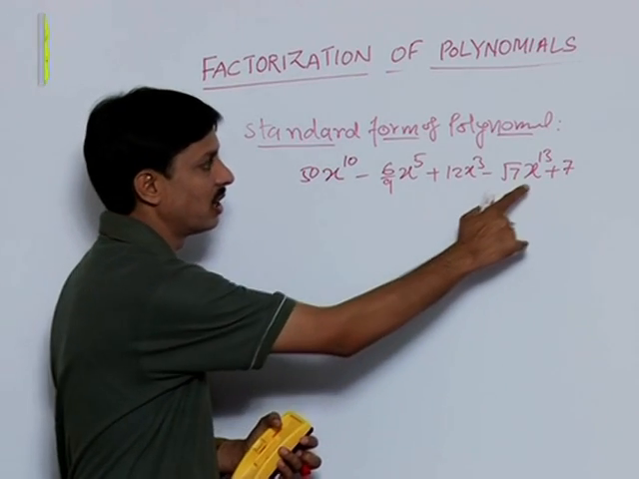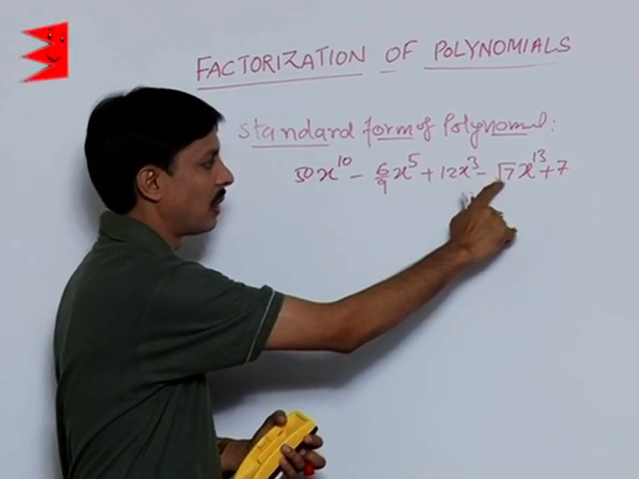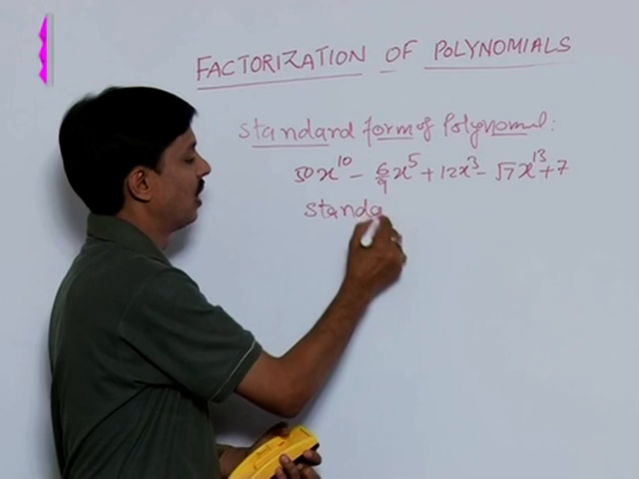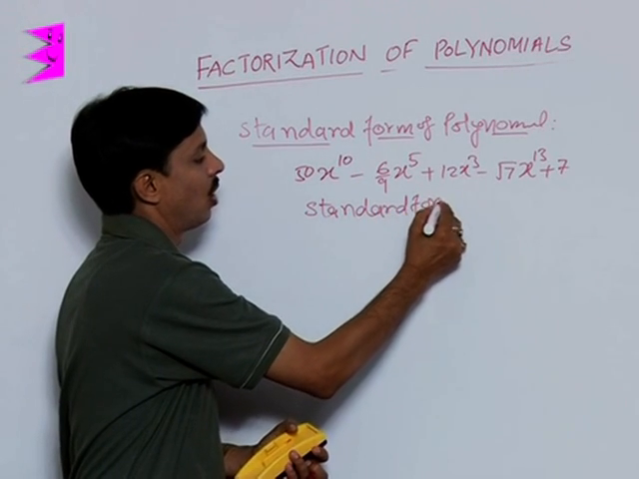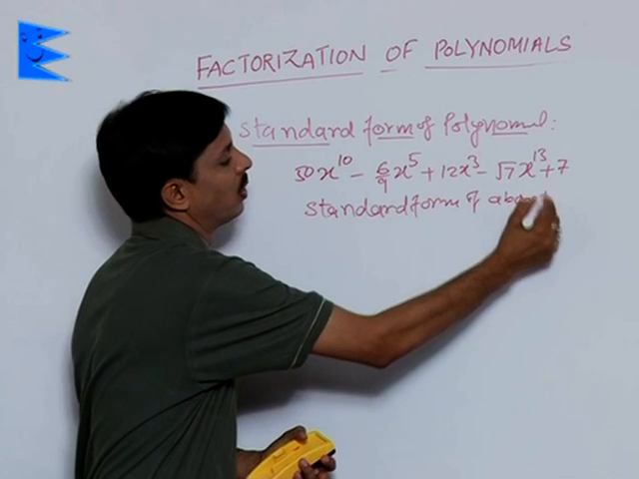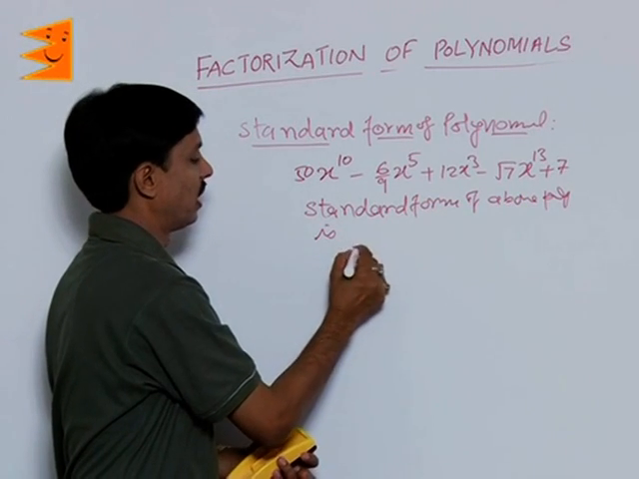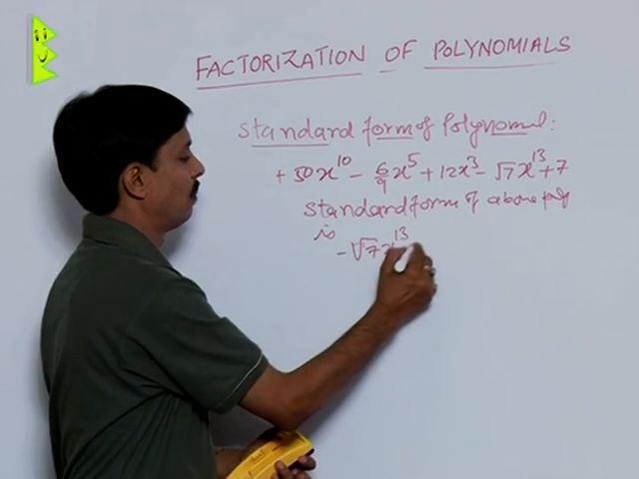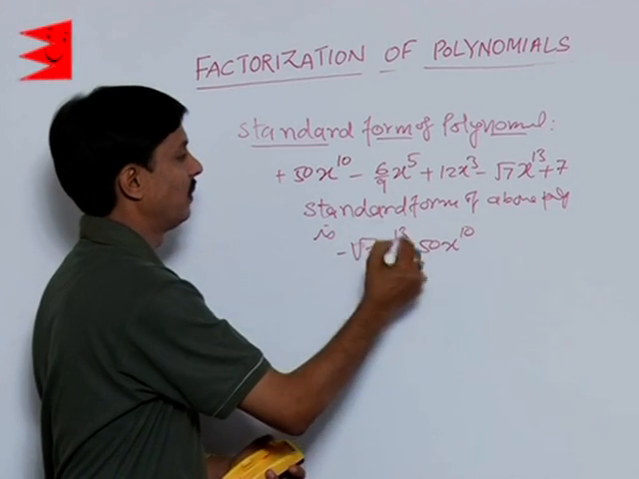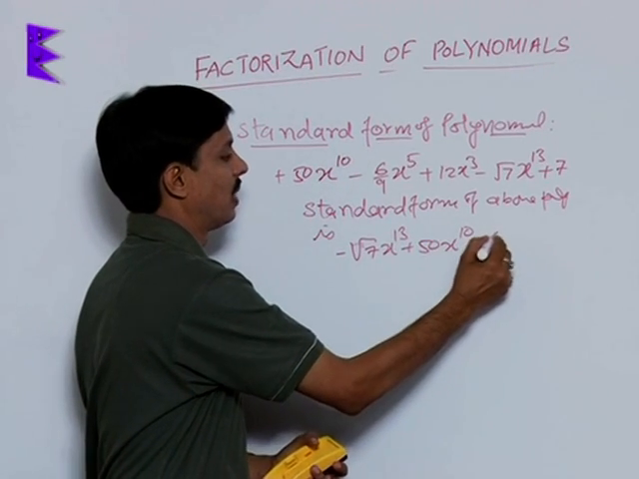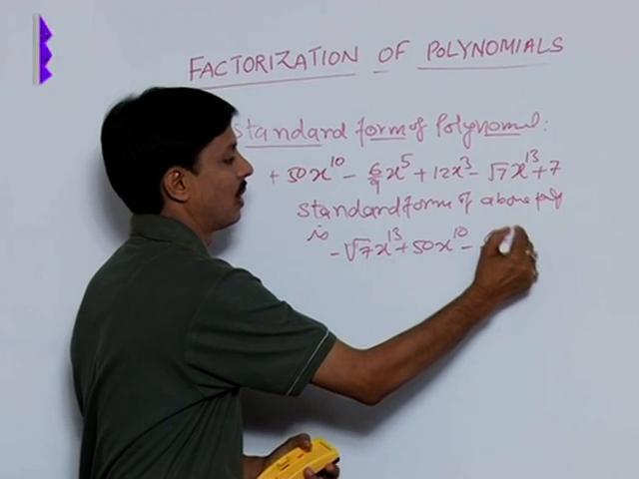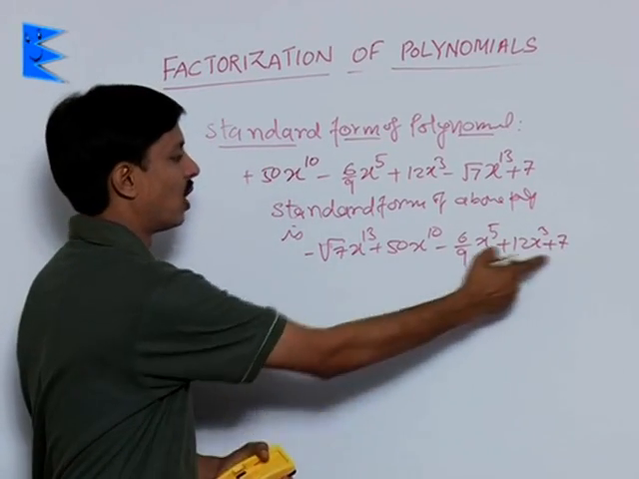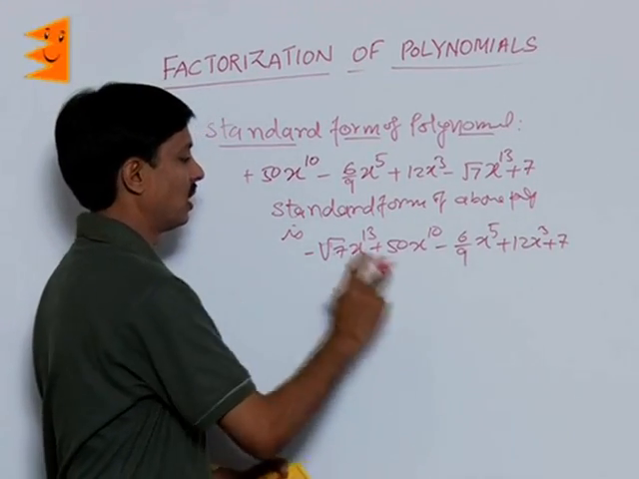So the highest power is 13, and its coefficient is minus root 7. So, in order to convert it to standard form, the standard form of the above polynomial is minus root 7 x raised to the power 13, then plus 50x raised to the power 10, then after 10 we will write minus 6 by 9 x raised to the power 5 plus 12x cube plus 7. So this becomes the standard form.